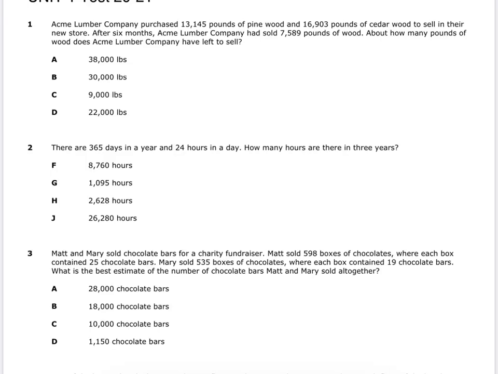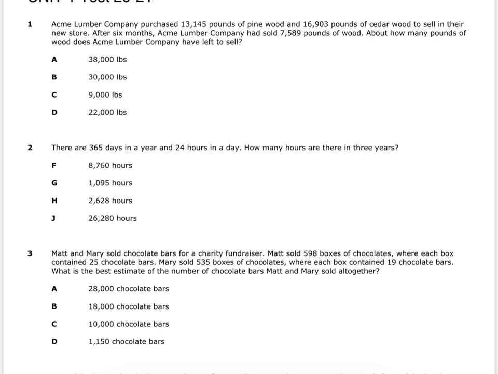Okay, we're going to do some practice for multiplication and division today, in addition to subtraction, for our CBA. So we're going to start with number one. It says Acme Lumber Company purchased 13,145 pounds of pine wood and 16,903 pounds of cedar wood to sell in their new store. After 6 months, Acme Lumber Company had sold 7,589 pounds of wood. About how many pounds of wood does Acme Company have left to sell?